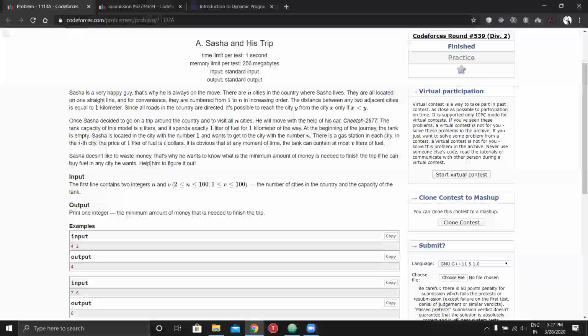So as you go on the journey, the price of the fuel will keep increasing. So at the last city, the price will be the highest, and in the first city, the price will be the lowest. So what you have to do is, this car can travel only 1 kilometer with 1 liter of fuel. So it's pretty easy. Now, in the first test case, it's given over here.